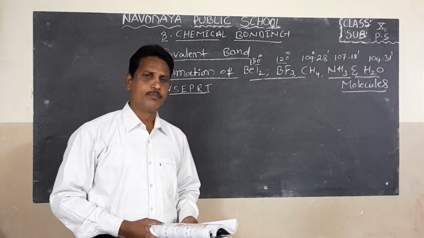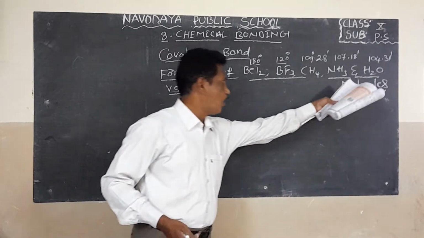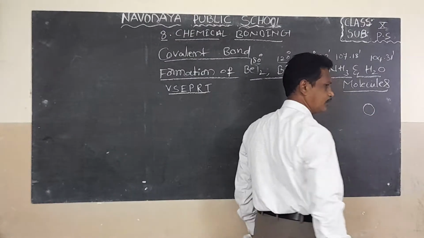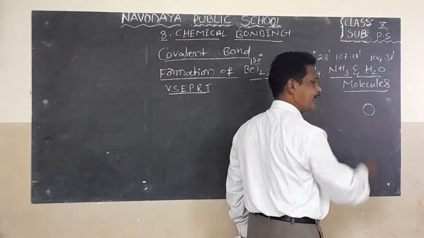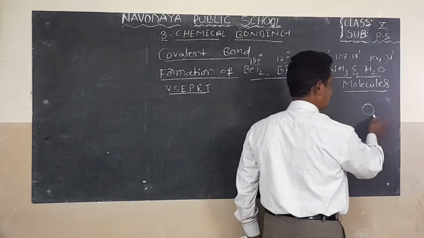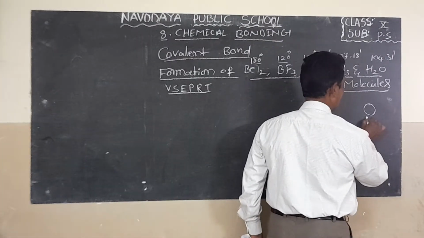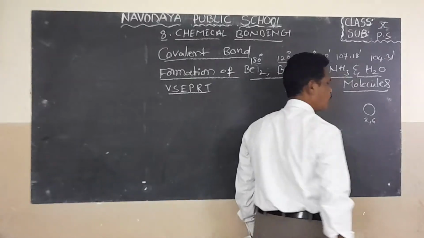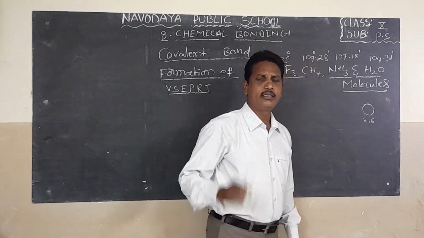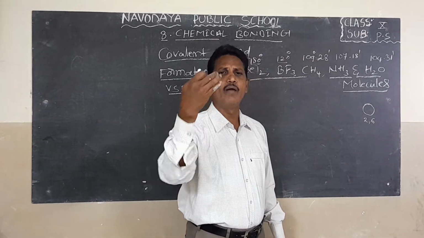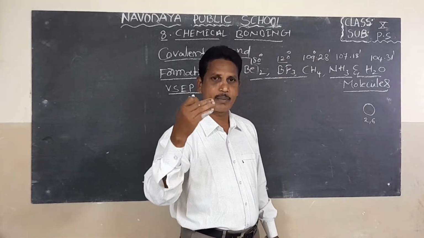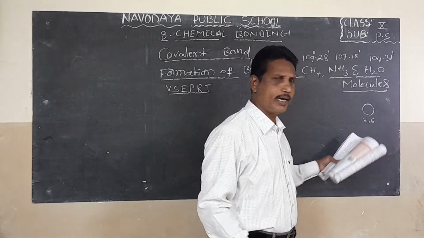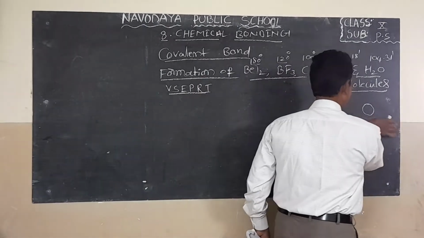For example, we see the water molecule. This is the symbol of oxygen. It contains 8 electrons. The electronic configuration of oxygen is 2,6. There are 6 electrons present in its valence shell.